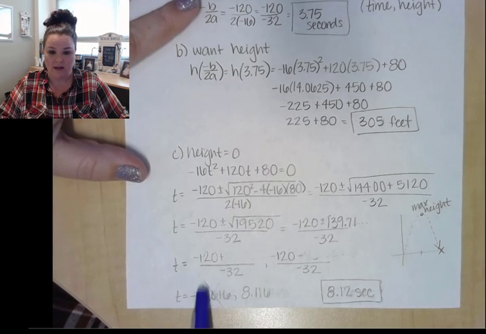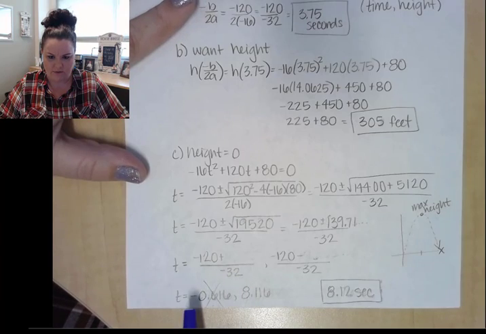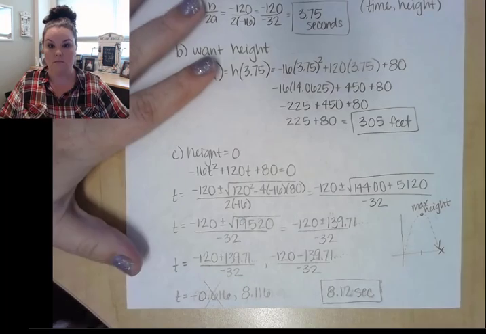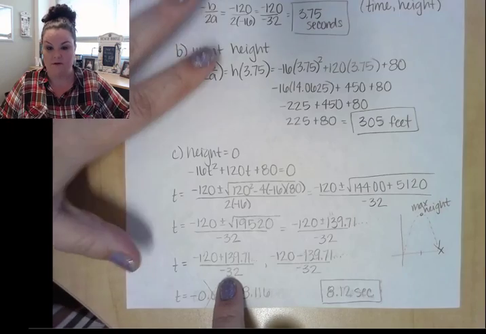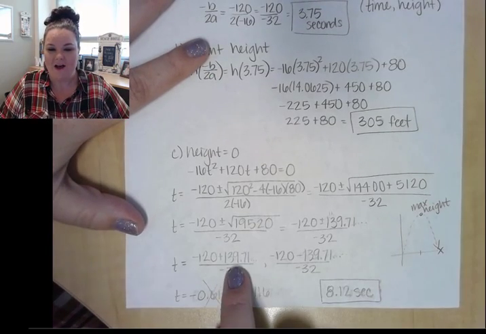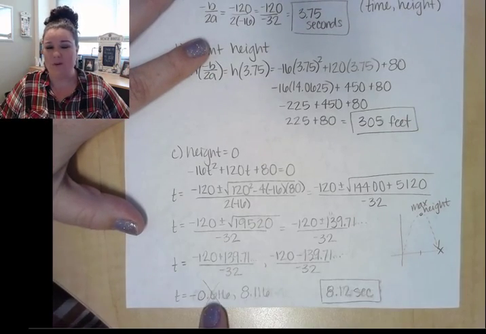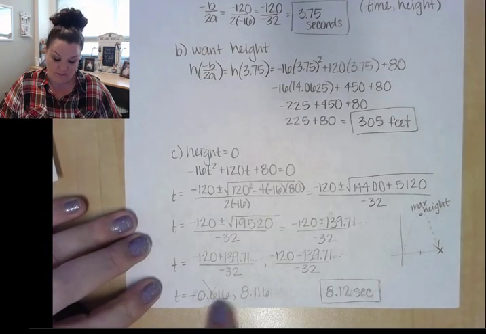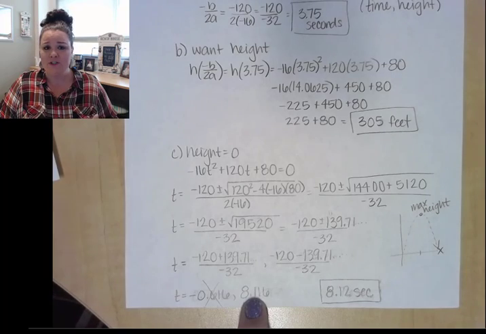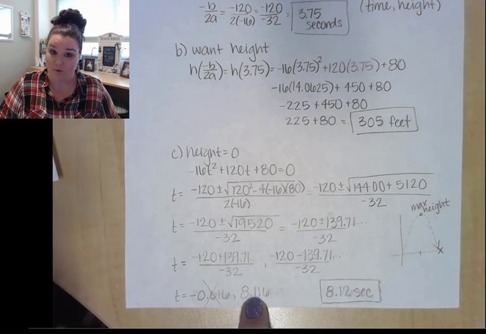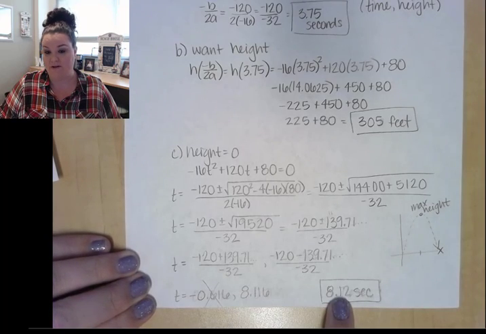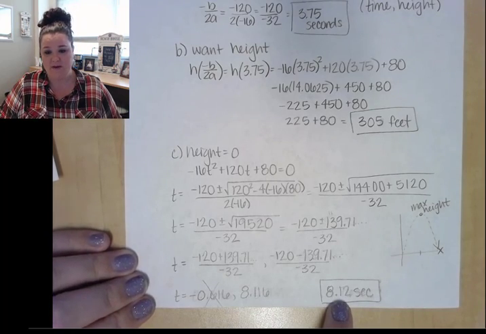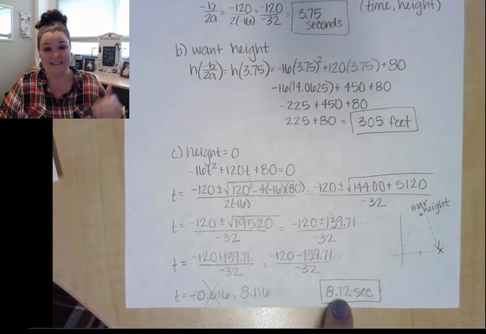And when you work it all out, and I don't know why I have it erased here. Okay, there we go. I skipped steps apparently. But once we get it all worked out, we end up with a negative answer, which we can't use because we're solving for time, and we end up with a positive answer. Make sure you check MyMathLab. It will tell you in the instructions how it wants it rounded. I just rounded to 2 decimal places, which would be about 8.12 seconds.